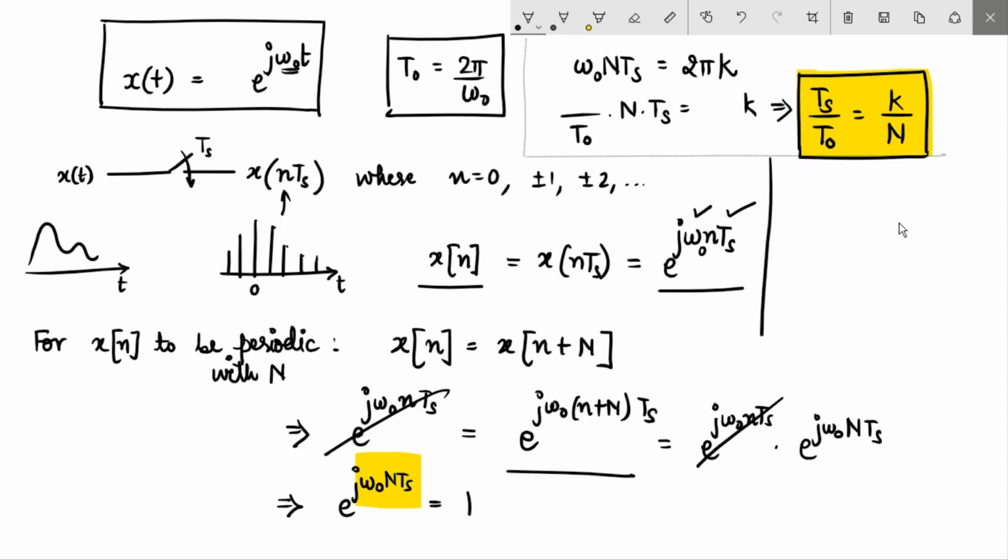This also means that N times the sampling interval should be equal to k times the fundamental period. That means some multiple of T naught should also be equal to some finite multiple of the sampling interval. All right. Thank you.